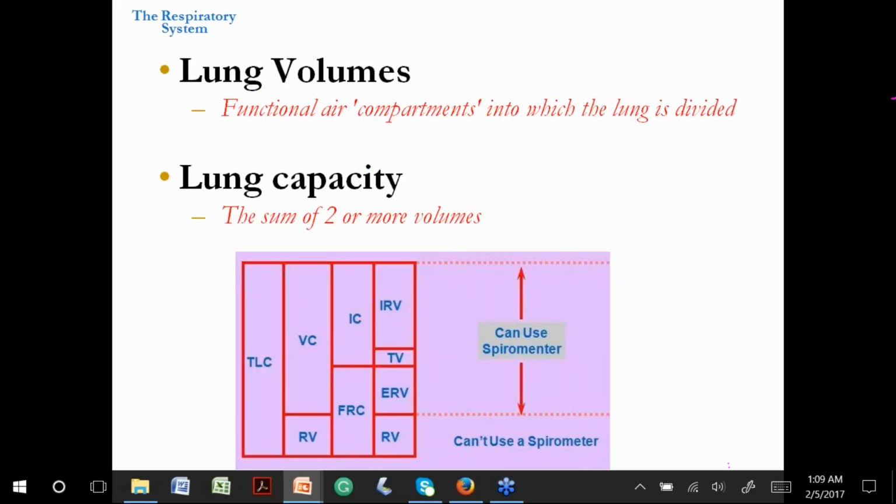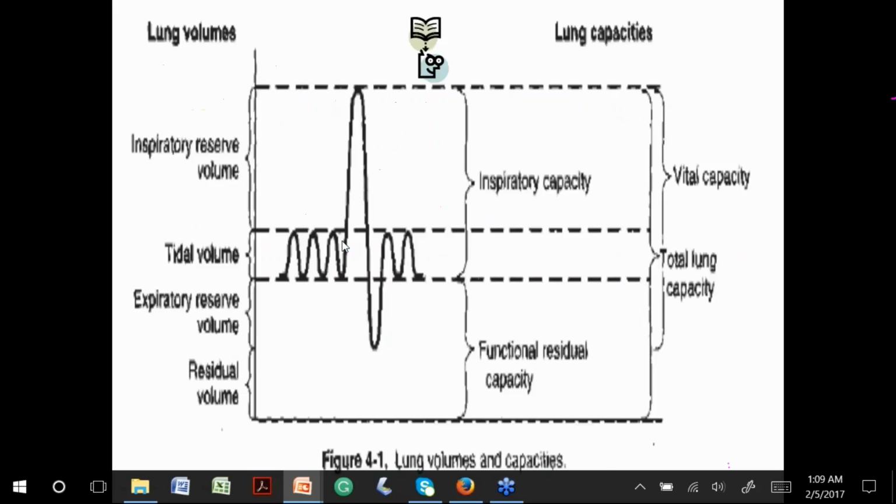All right, so let's keep going. We are going to talk about lung volumes and lung capacities. This is kind of a little bit tricky, but we are going to repeat it. I'm going to do it again.